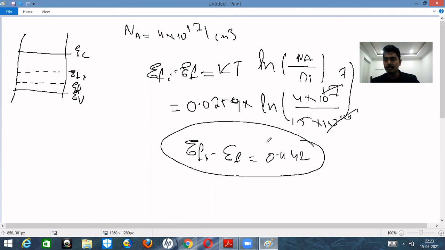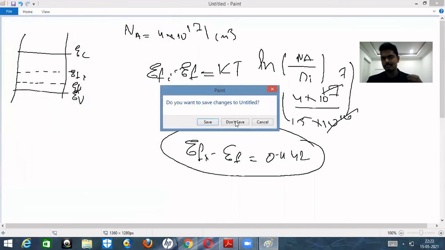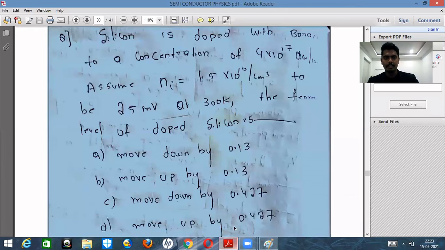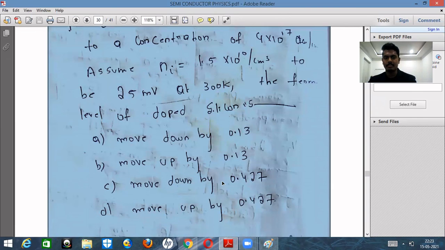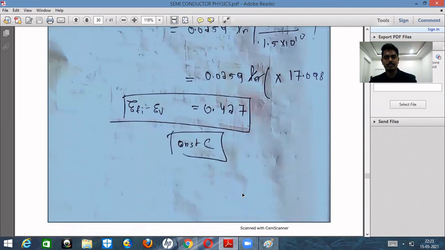Okay, this is the shift in Fermi level in case of a p-type semiconductor with respect to the intrinsic Fermi level. So very simple. If you understand the concept of what's happening inside the semiconductor, then definitely you can solve any problem that is given in the GATE exam. So first of all you need to understand the concept, after that it will be very simple. Okay, fine. So the answer will be move down by 0.427, right? Yeah, you can see this one, 0.427.